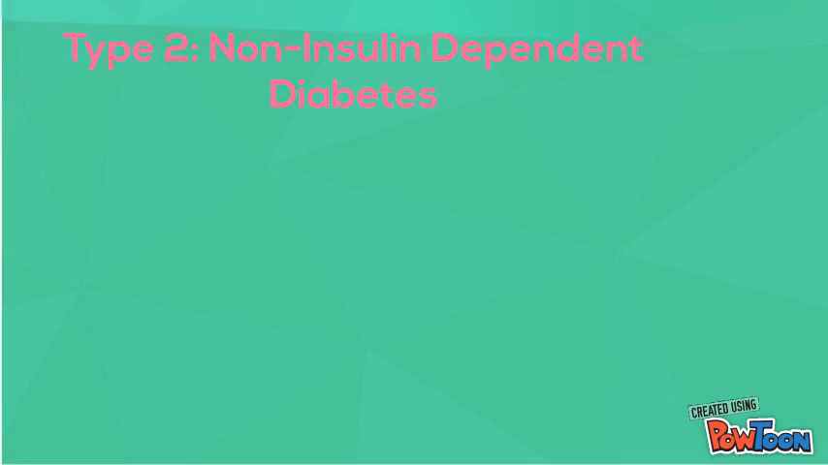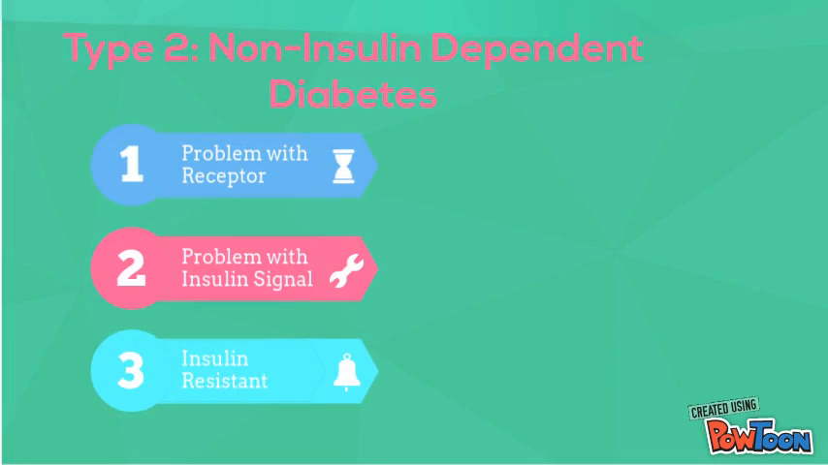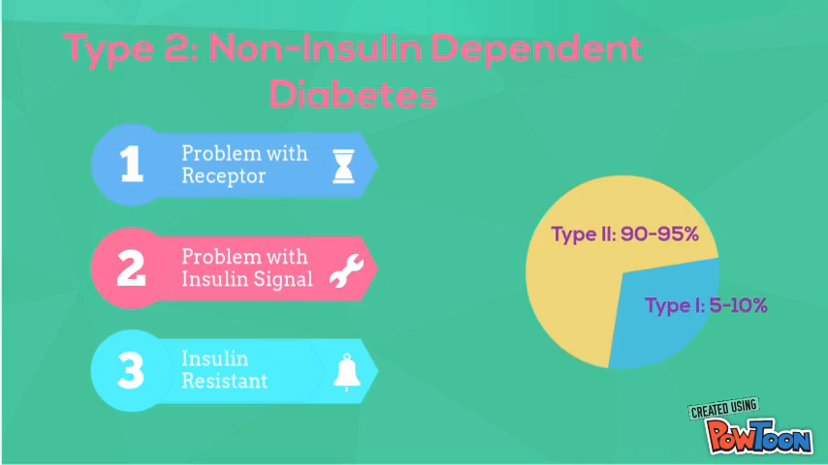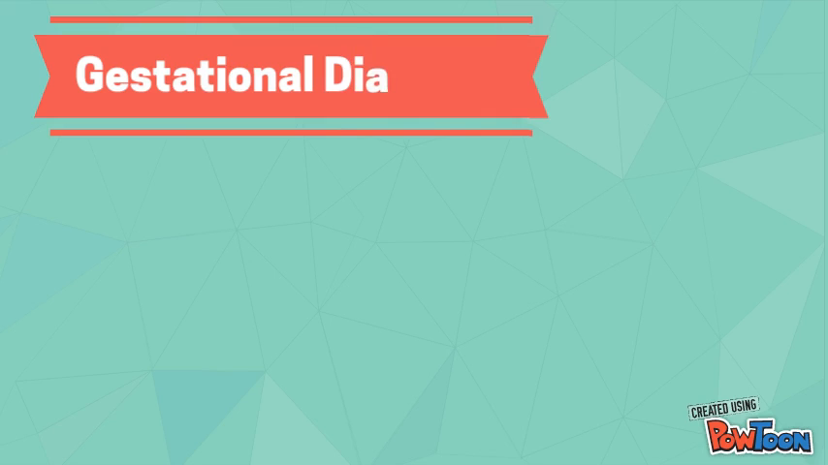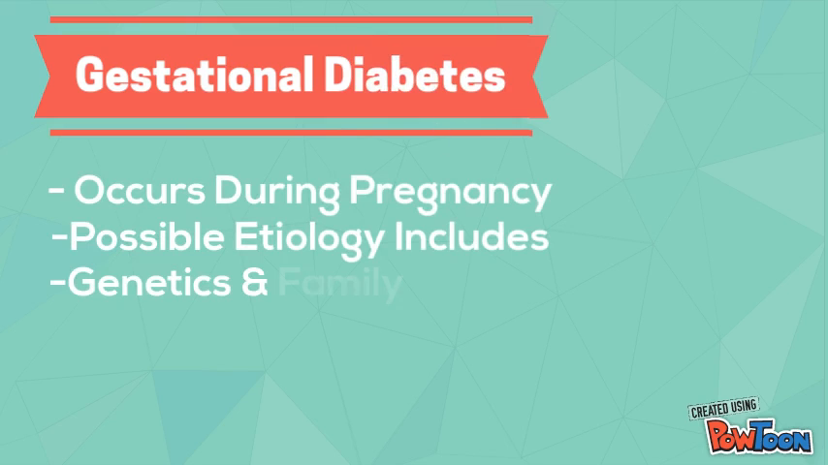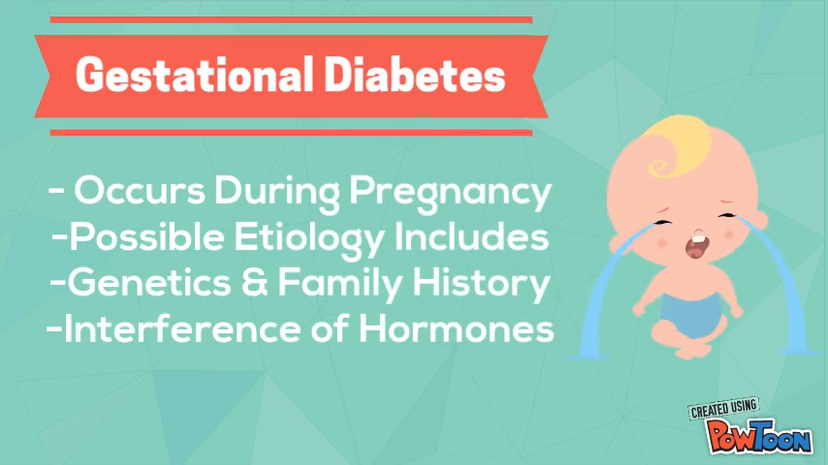Type 2 diabetes, non-insulin dependent diabetes mellitus. In type 2 diabetes, the body still produces insulin. However, something goes wrong with receptor binding or insulin signaling inside the cell. The cells are not responsive to insulin and glucose stays in the blood. In other words, type 2 diabetics are insulin resistant. Gestational diabetes is defined as any degree of glucose intolerance that occurs during pregnancy.